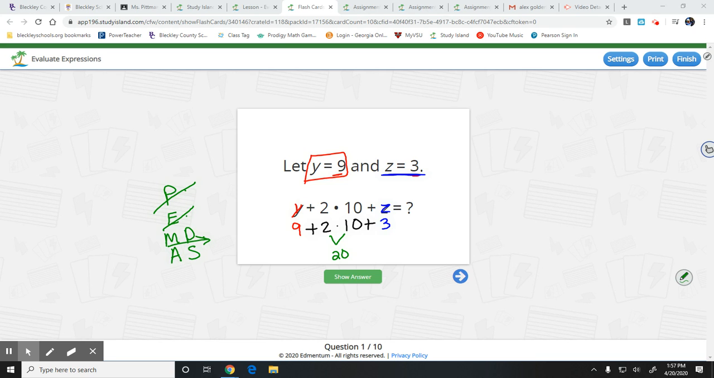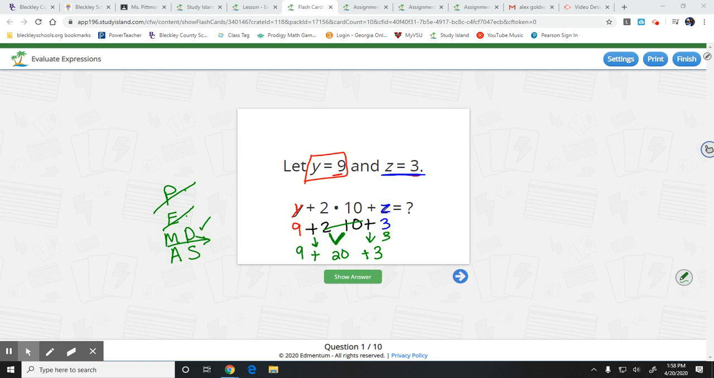And then I have plus 3. There's nothing there. So that's not going to work. So I'm going to bring everything else down exactly the way it is. Notice I'm not bringing this 2 or this 10 down because I've already used it. I combined them together and I've already used them. So I can almost scratch that out because I'm done with those. Okay, so I'm going to have 9 plus 20 plus 3. I don't have any multiplication or division, so I'm done with that step.